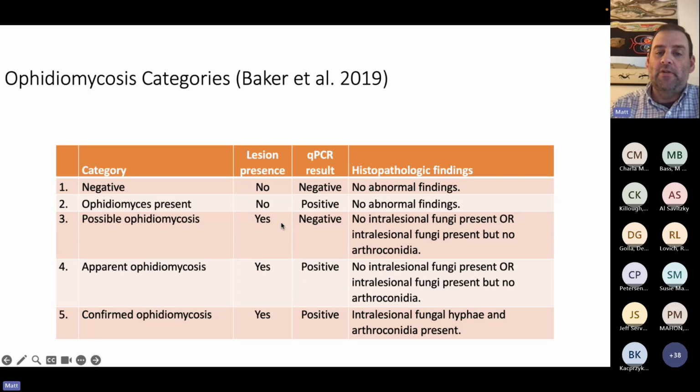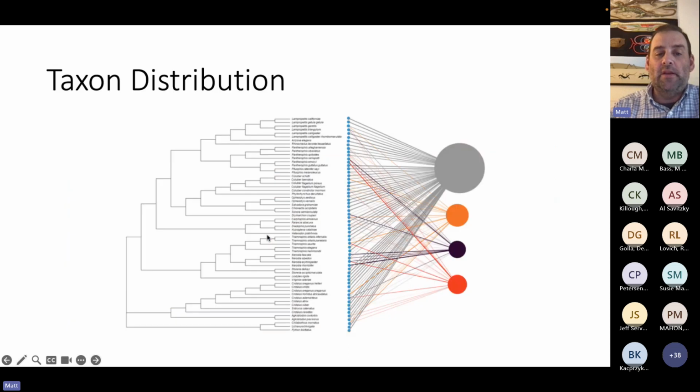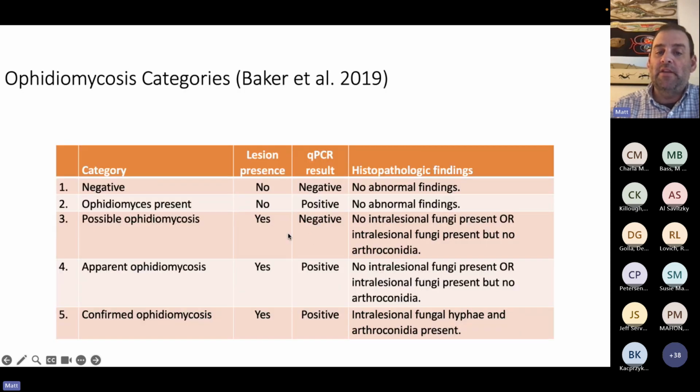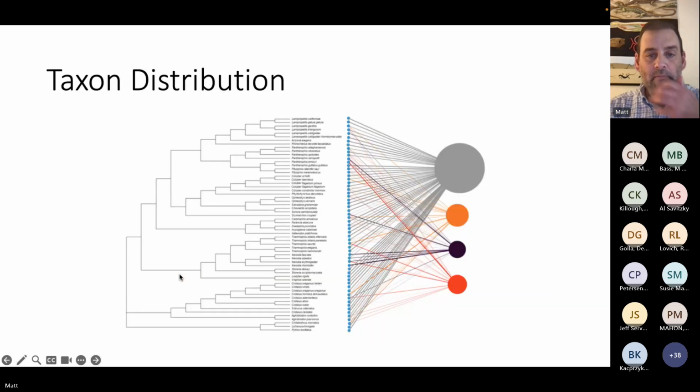But possible ophidiomycosis is when there are signs, but the qPCR is negative. Most often at this point in time, this is because the skin lesions are caused by a different fungus. And then apparent ophidiomycosis, this is all we got to in our study because we didn't do invasive biopsies, is that you saw signs and we found PCR positive lesions. This is a positive sample, ophidiomycosis.